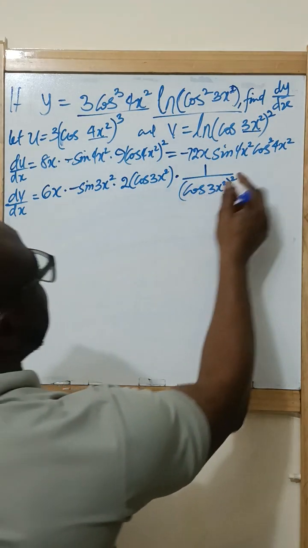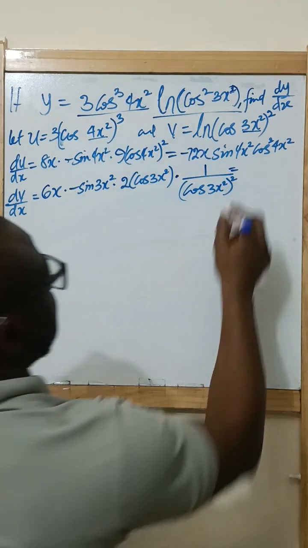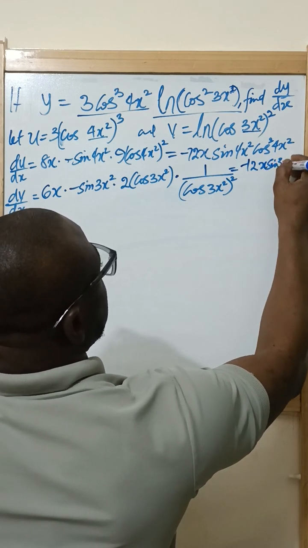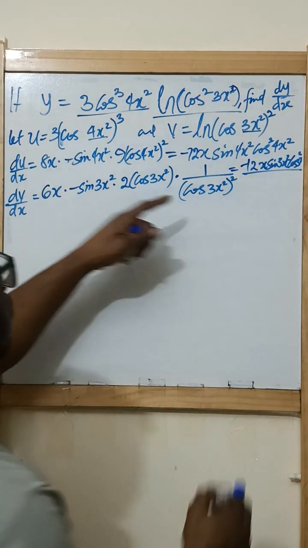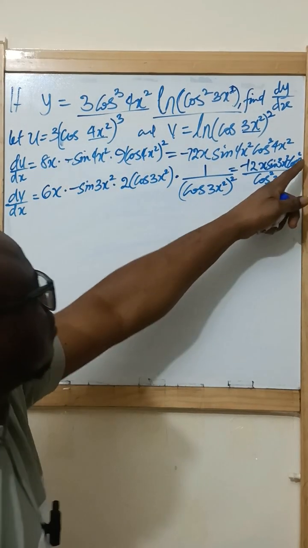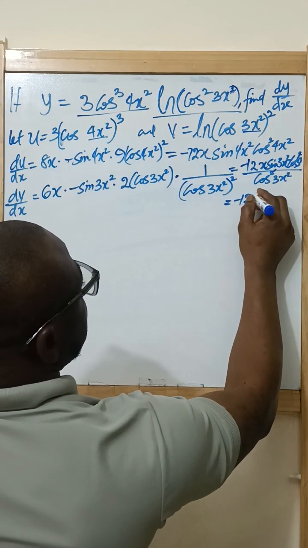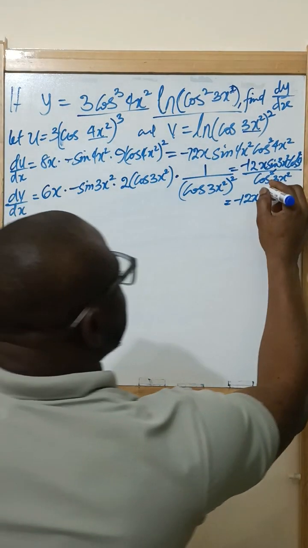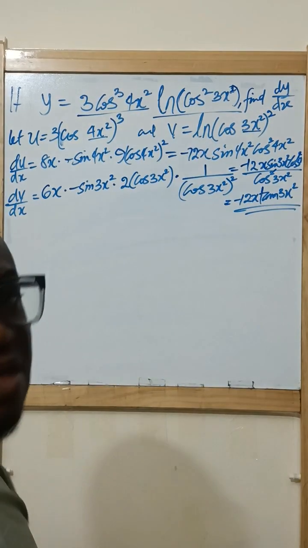If we multiply everything out, we have 6 times 2 times minus 1, that is minus 12x, then sine 3x squared, then cos 3x squared, over cos squared 3x squared. This cos and this cos can cancel each other, so this is going to be minus 12x, then sine 3x squared over cos 3x squared that is left. That will be tan 3x squared. Okay, so that's that.